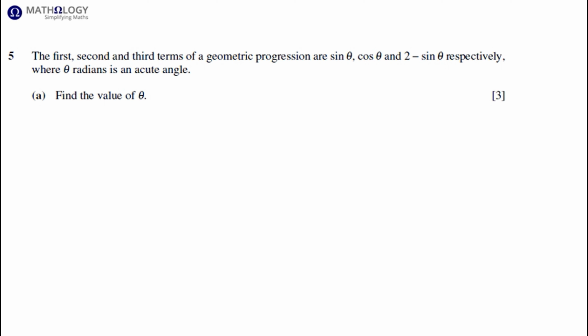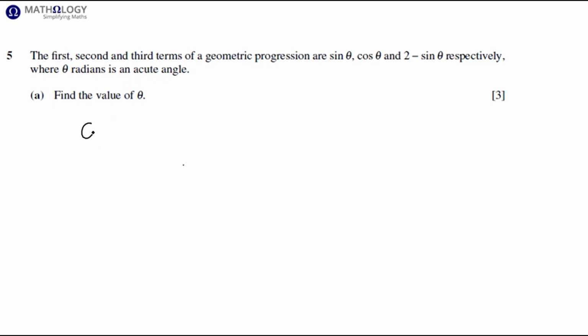The first, second, and third terms of a geometric progression are sine theta, cos theta, and 2 minus sine theta, respectively, with theta as an acute angle in radians. We're required to find the value of theta. Okay, so we have a geometric sequence.